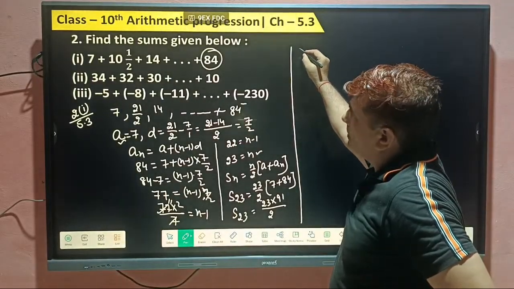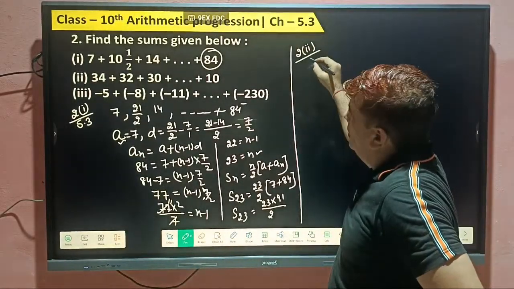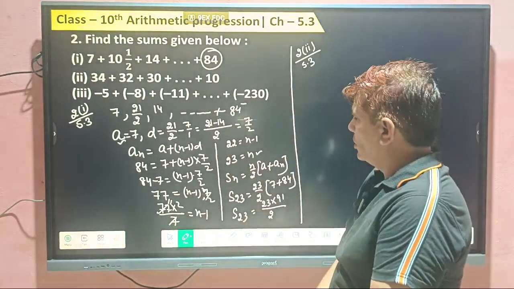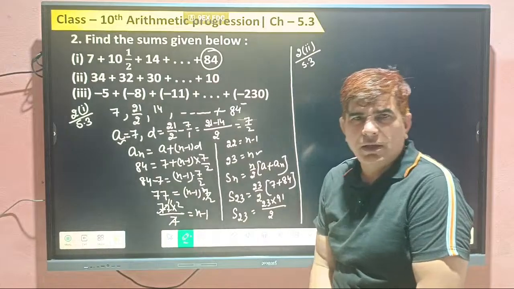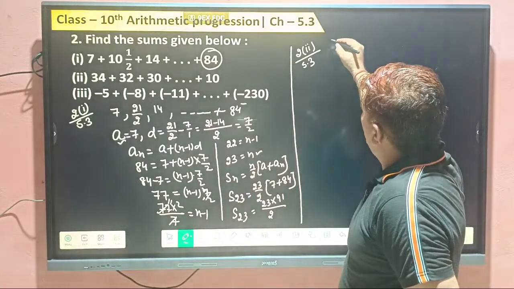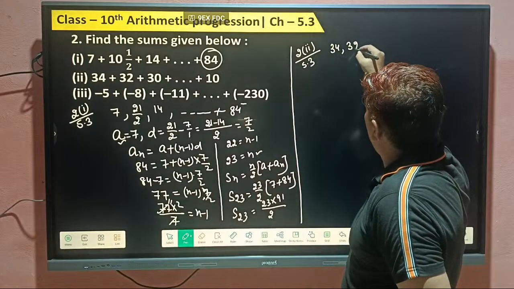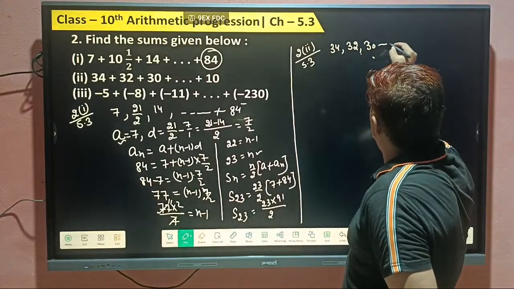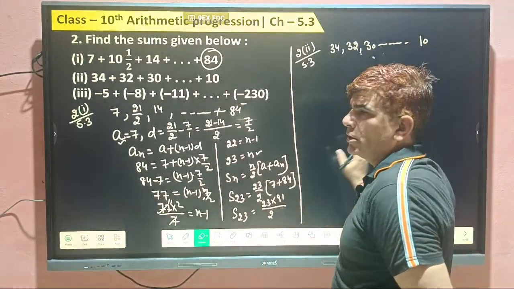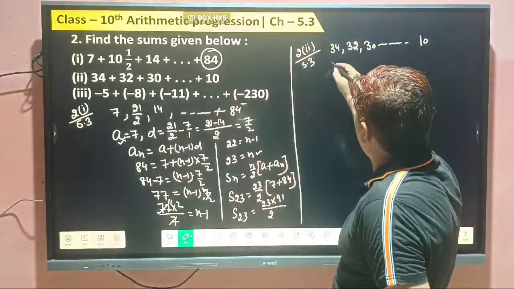Then what? Second part. Question number 2, second part. Here, 5.2. So in this question, we have to find out and then we apply another formula. So what's your AP? 34, 32, 30, continuing like this. Then what's the term coming? This is your last term of the given AP.